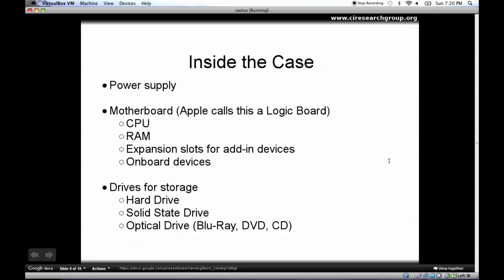Now, if we take a computer system and we open up the case, inside we're going to find a power supply, we're going to find a motherboard, or what Apple calls a logic board, and attached to that motherboard we're going to find the CPU, we're going to find random access memory, we're going to find expansion slots for add-in devices, some of which may be populated, and we're going to find that the motherboard contains its own onboard devices, such as network controllers or video controllers. Inside the case, we're also going to find persistent storage devices, such as hard disks, solid-state drives, and optical drives.